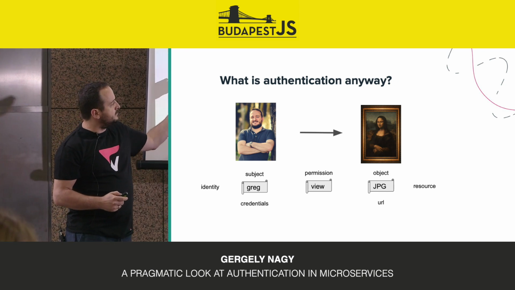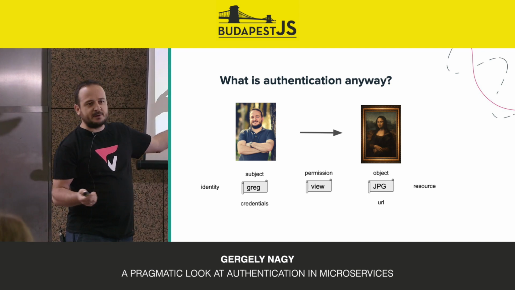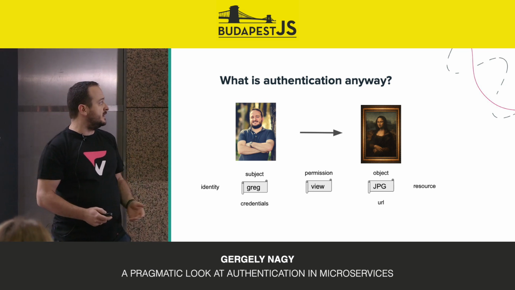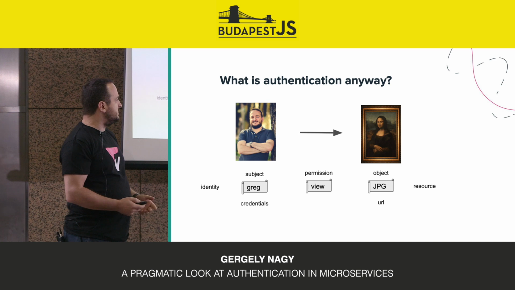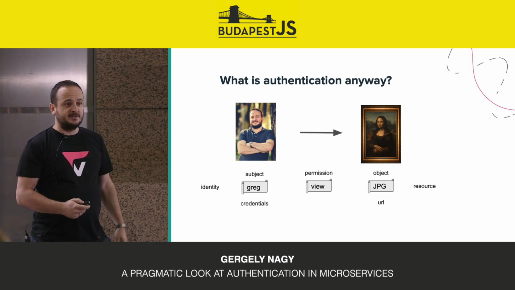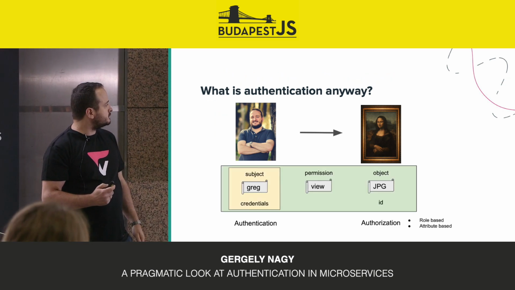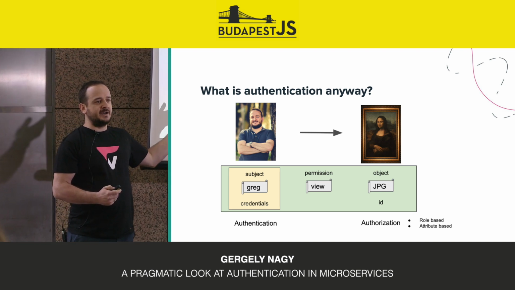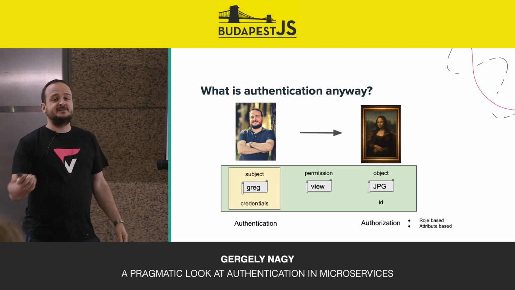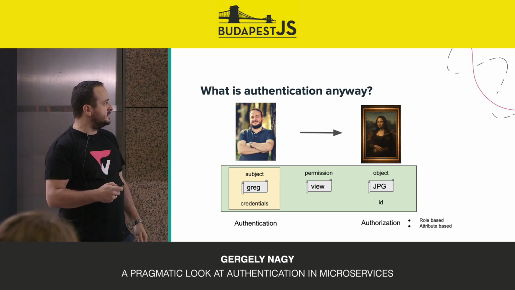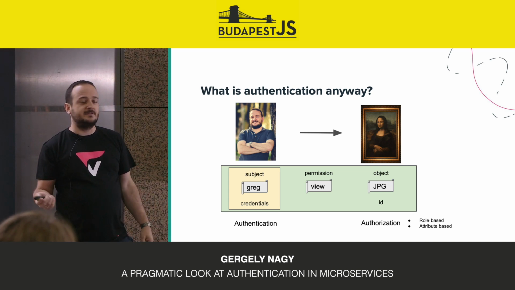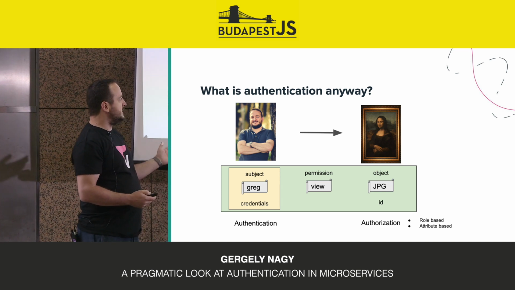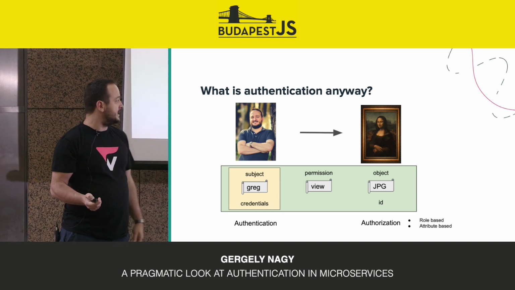And the painting would need a computer representation: a JPEG image, a file on a computer, a resource on a server, a blob in a database. Authentication is about asserting my identity based on my credentials. And authorization is about making security decisions, whether I'm allowed to do certain things with the resource, so whether I'm allowed to view the image.